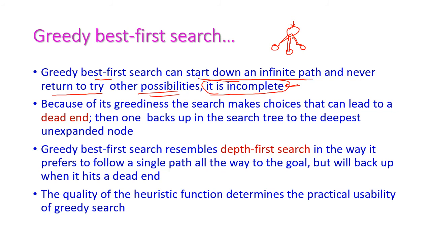Because it will meet the dead end, greedy best first search resembles depth first search in the way it prefers to follow a single path all the way to reach the goal. But in depth first search it will go back up from the dead end. The quality of the heuristic function determines the usability of greedy search. So the heuristic function value is very important here. The heuristic value should be defined for all the nodes.